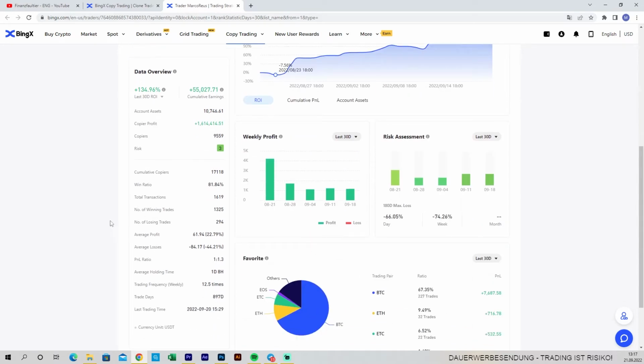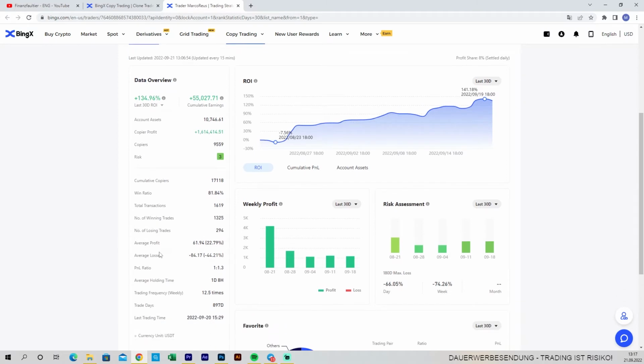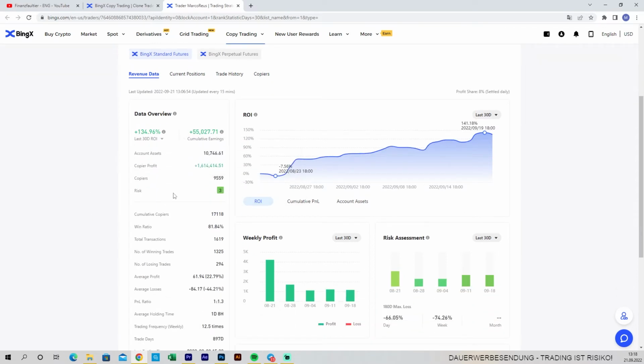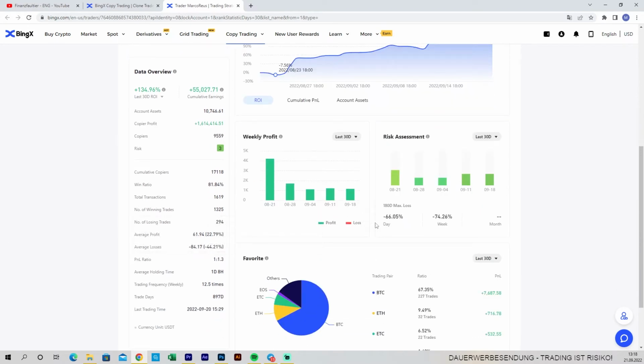Here you see a lot of statistics, and you can see that Marco Reus is also a very aggressive trader with high risks involved, because in the last 180 days, in 1 week he had a 74% loss. In the end, it came out to $55,000 profit for himself and 1.6 million for the copiers. But just keep in mind that he had very rough weeks.